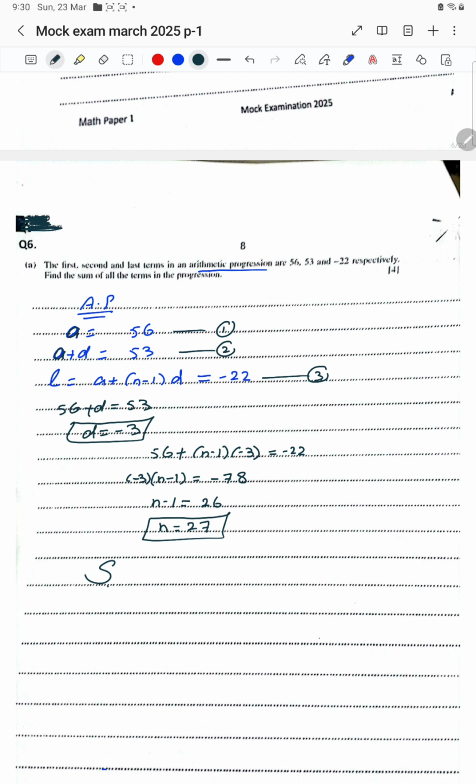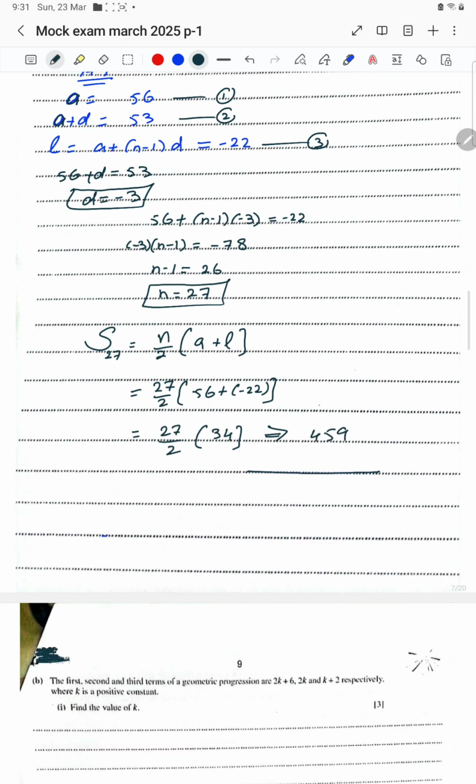Now we can find the sum of the first 27 terms. The formula we know is n by 2 times a plus l, the last term. Now n is 27, so 27 by 2 times a, which is 56, plus the last term, which was minus 22. You can simplify it, it will be 34. So on the calculator we get 459. This is the answer for this part.